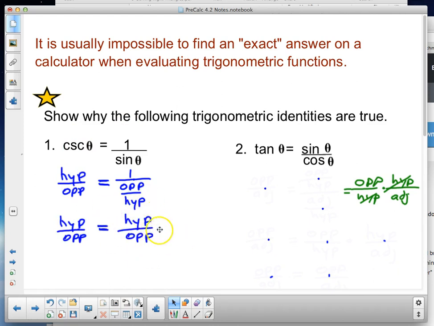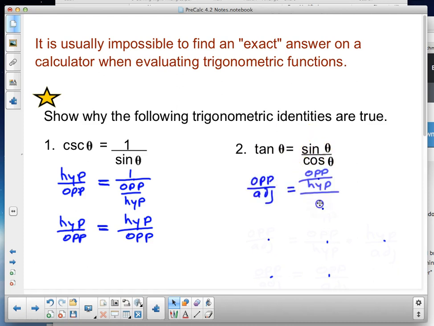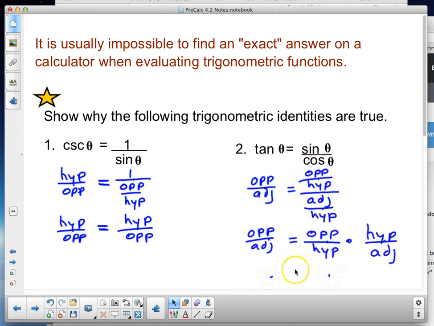So hypotenuse over opposite. Now here I've got tangent of theta equals sine theta over cosine theta. Well, the tangent of theta is opposite over adjacent, but the sine of theta is opposite over hypotenuse, and cosine of theta is adjacent over hypotenuse. Well, when I multiply by the reciprocal, tangent, which is opposite over adjacent, is equal to the opposite over hypotenuse times the hypotenuse over the adjacent. So the hypotenuses are going to cancel, and my final is going to be opposite over adjacent.